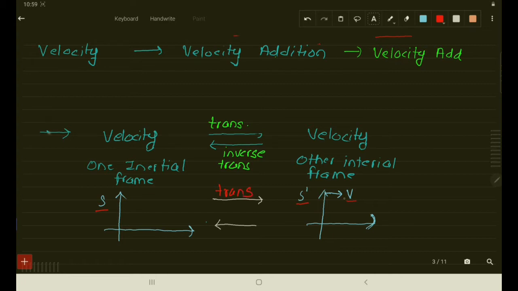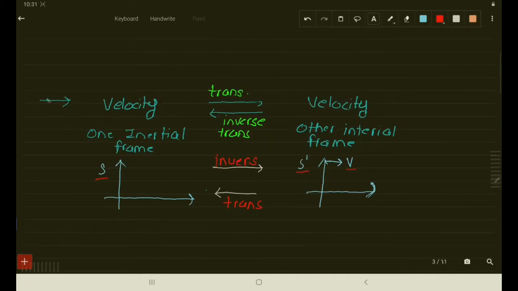That means we will be knowing the values in S frame. Let that be time, position or displacement, and we will want to find x dash and t dash, that is values in S dash frame of reference. These are called as transformation equations. Whereas if we know x dash and t dash and we want to know x and t, then we will have to use inverse transformation equations. So this is transformation and this is inverse transformation equations.